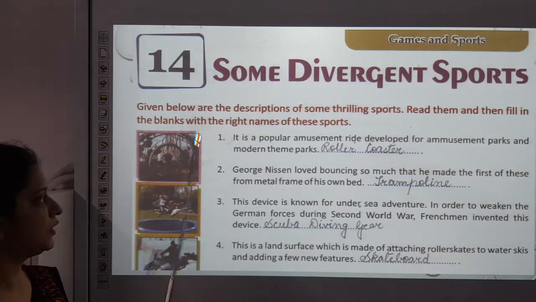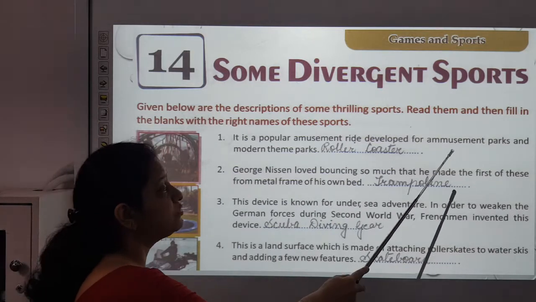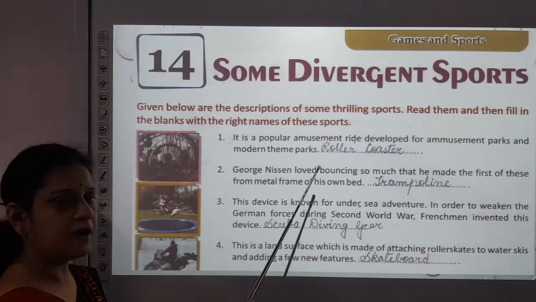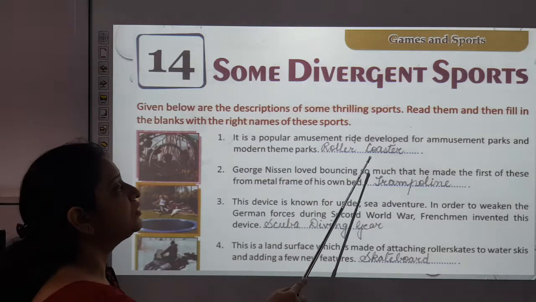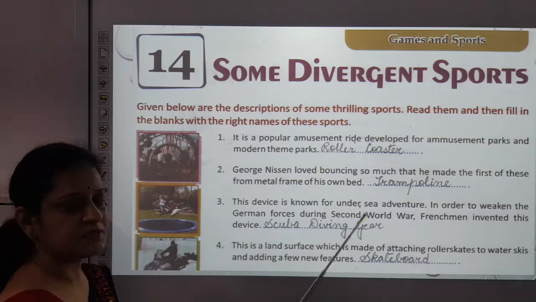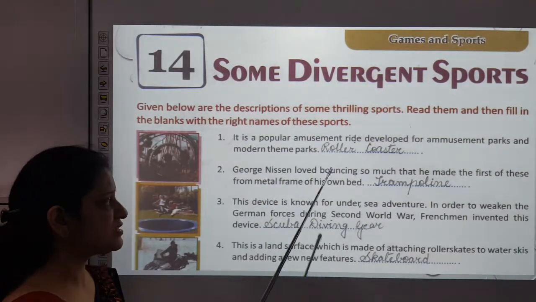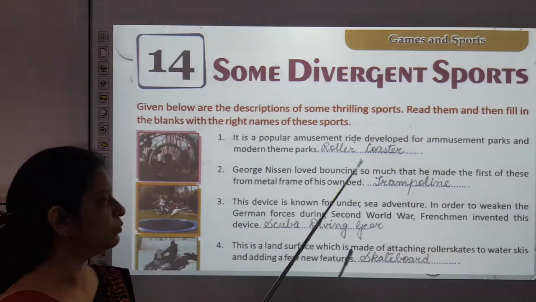Number 1. It is a popular amusement ride developed for amusement parks and modern theme parks. Answer: roller coaster. As you can see in the picture, this is a roller coaster, which we can see in amusement parks or in a fair. You must have seen it in Dashera Mela also.